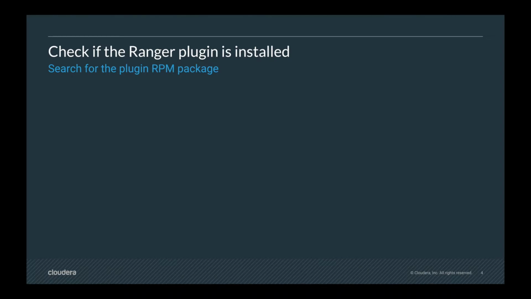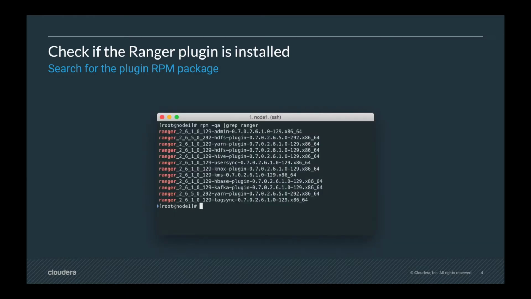To check if the Ranger plugin is installed, you can go to the master component Linux server. You can search for this RPM package. Be sure the RPM package is installed for your current HDP version. Also, using RPM commands, you can verify this package.